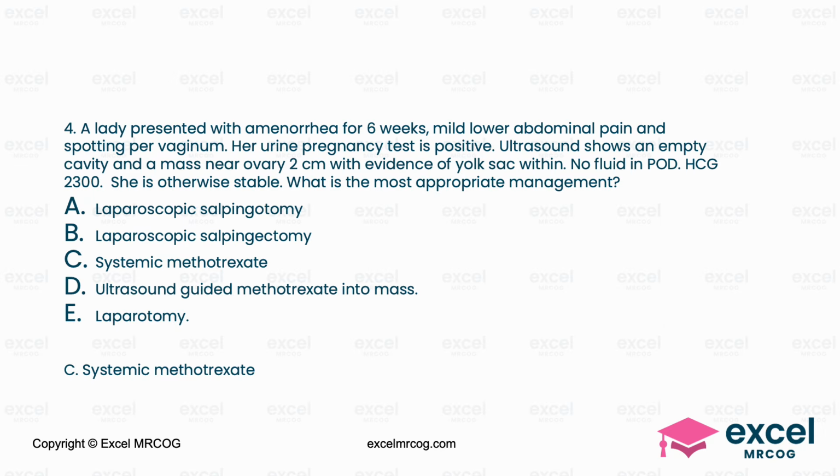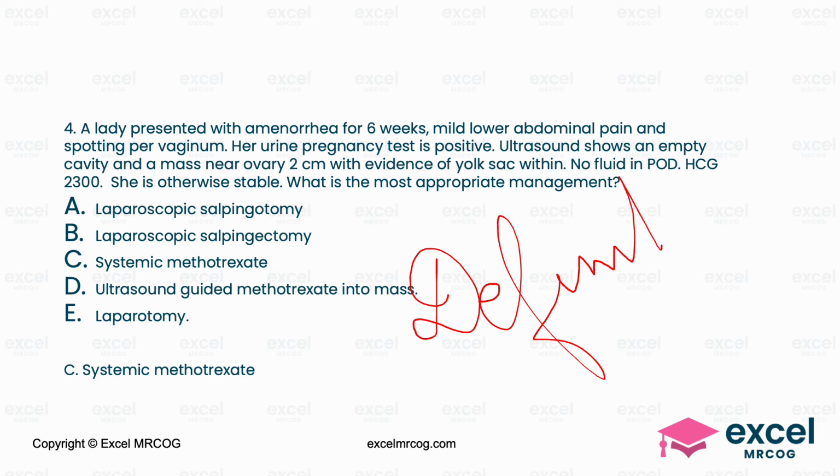Let's look at the next example. A lady presented with amenorrhea for 6 weeks, mild lower abdominal pain, and spotting per vaginum. Her urine pregnancy test is positive. Ultrasound shows an empty cavity and a mass near the ovary, which is 2 centimeters, with evidence of yolk sac. Now, this becomes a definitive sign of ectopic pregnancy. So in this case, we know it is ectopic pregnancy. Beta HCG is within 1,500 to 5,000. We can consider systemic methotrexate.